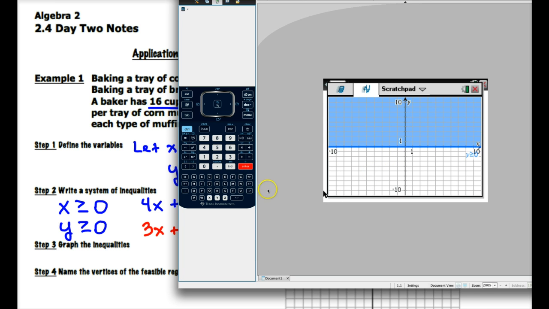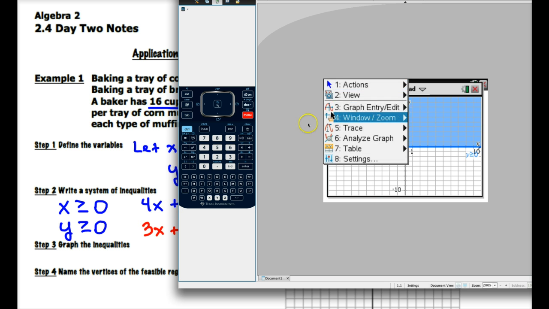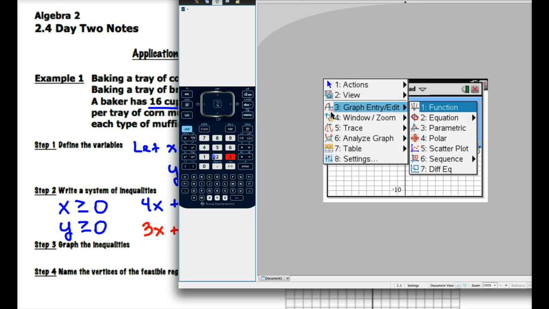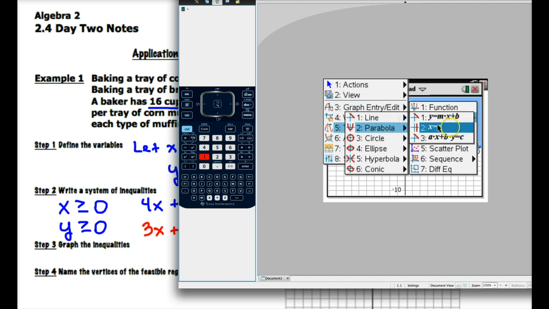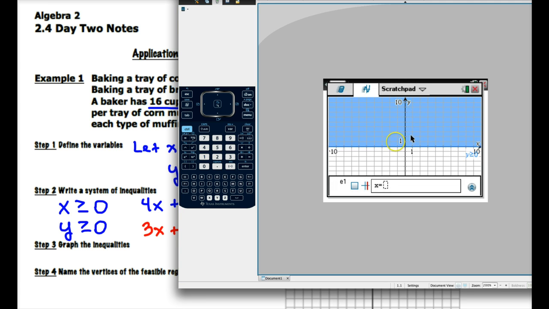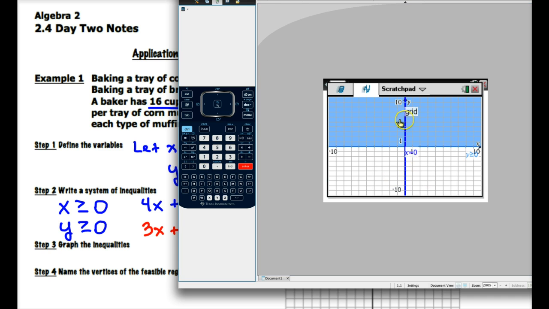Now, your graphing calculator will not graph x is greater than or equal to 0 because you have to be in slope-intercept form to do an inequality. So all I'm going to do is go to my menu bar, menu, 3, 2, 1, 2 to put this in x equals form. I'm just going to graph the equation x equals 0. The only thing it's not going to put on here is the shading. Okay, so it's going to put the line here in blue, just not the shading that we want.